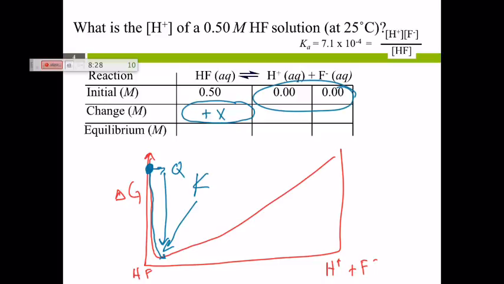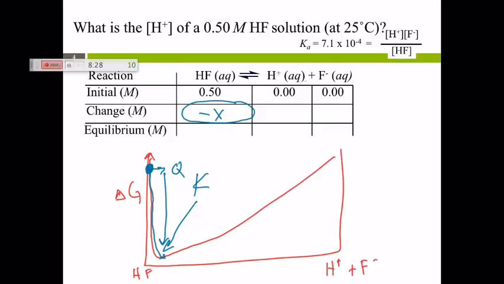Okay, why is it minus X, Cosmo? Because it's going to lower down. That we have only that. So as the reaction goes forward, that's going to get used up. And it's going to break apart, and we're going to make some HF and F minus. How much HF and how much F minus are we going to make compared to the HF that's breaking apart, Val?